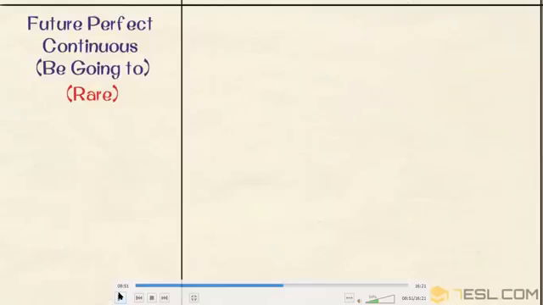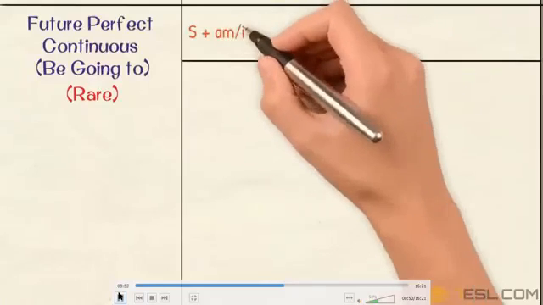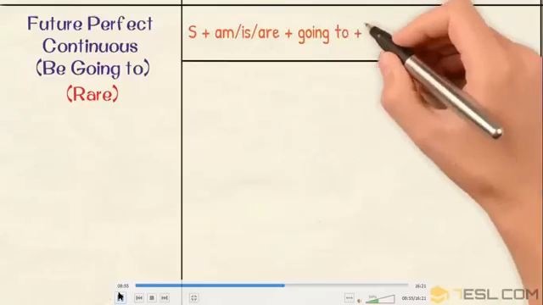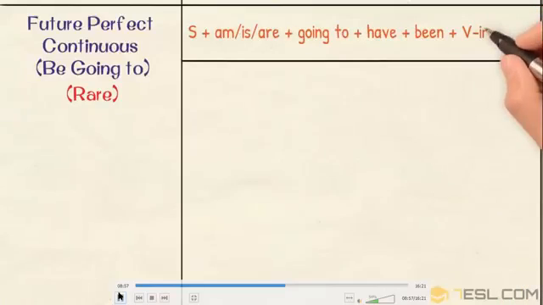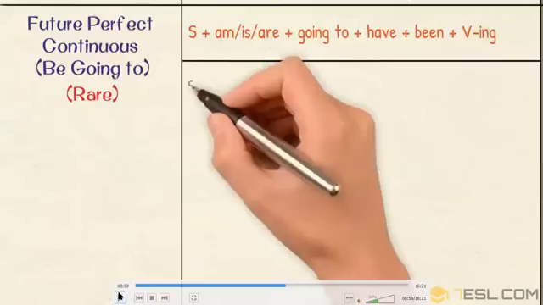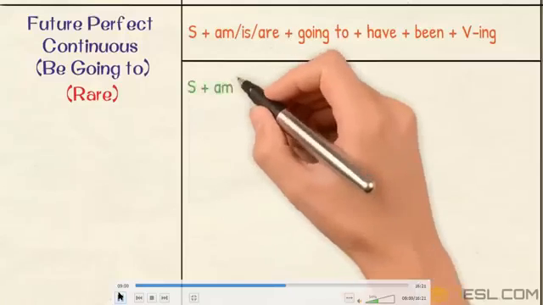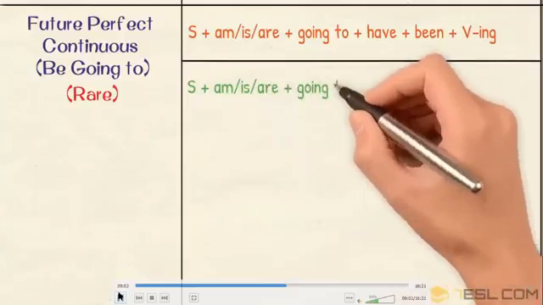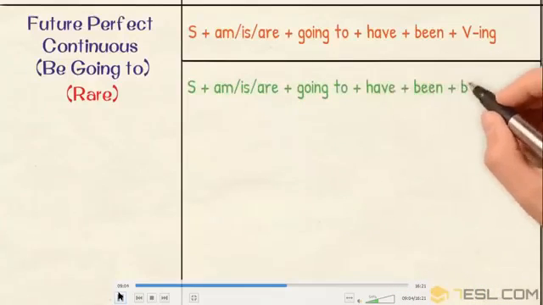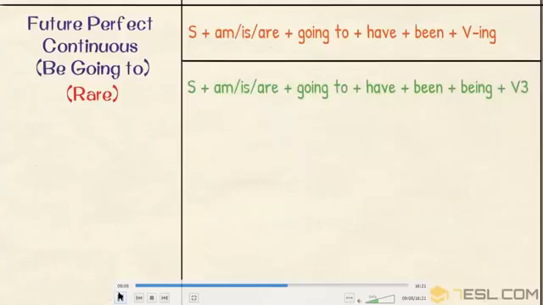Future perfect continuous, be going to. That is also one of the rare cases. We will use subject plus am, is, are plus going to plus have been plus verb ing form. Then for passive, subject plus am, is, are plus going to plus have been being plus verb third form.